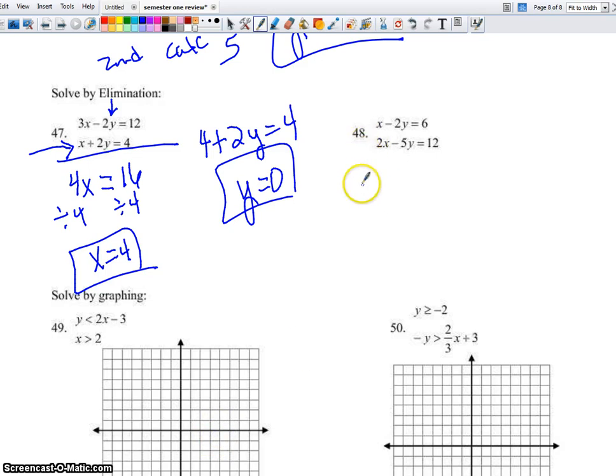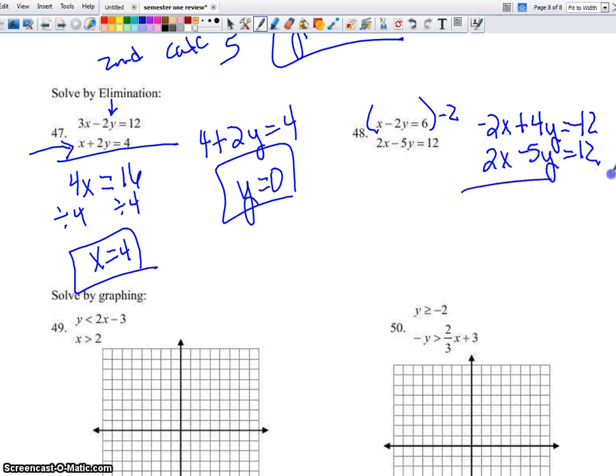Number 48 is not ready to go because they have different numbers. This first equation, everything up here needs to be multiplied by negative 2. So it becomes negative 2x plus 4y, because you're multiplying by negative 2, equals negative 12. The other one stays. 2x minus 5y is equal to 12. Draw a line and combine. Your x's cancel. 4 minus 5 is negative 1y is equal to negative 12 plus 12 is 0.